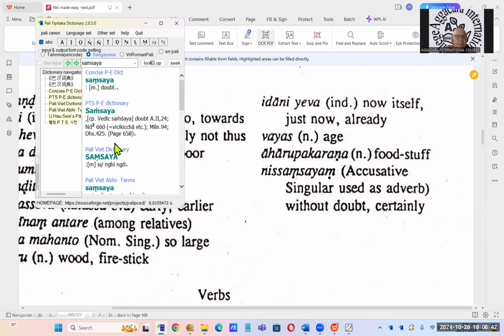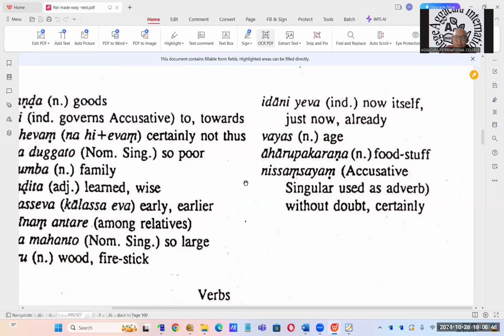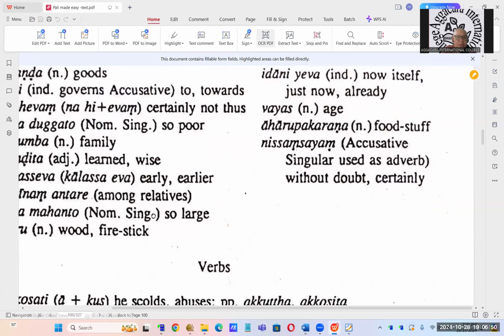So if people have samsaya, we call it, vichikiccha is also another word for doubts. Alright? So I think this is not so difficult.